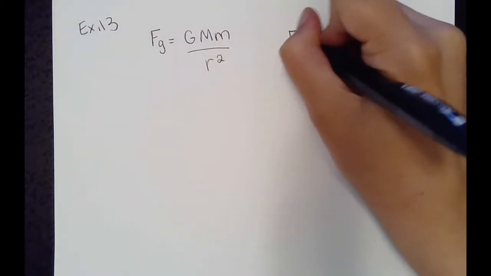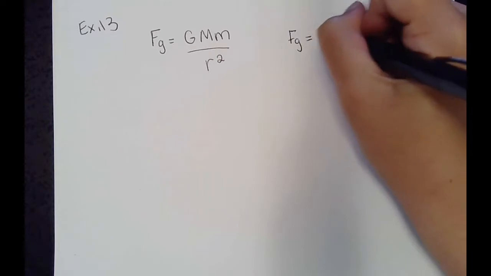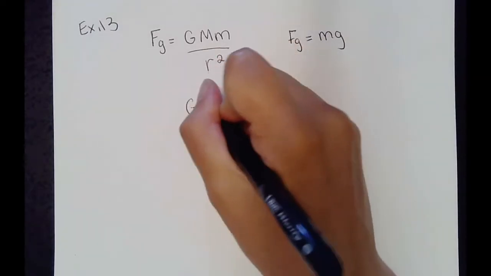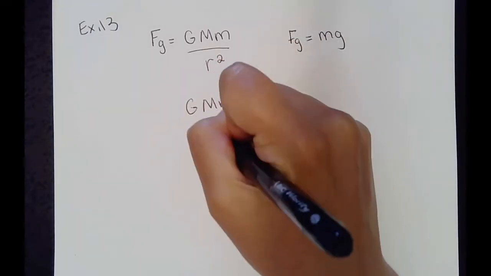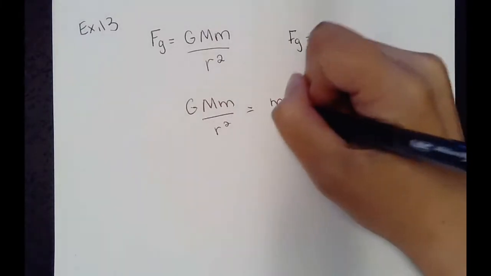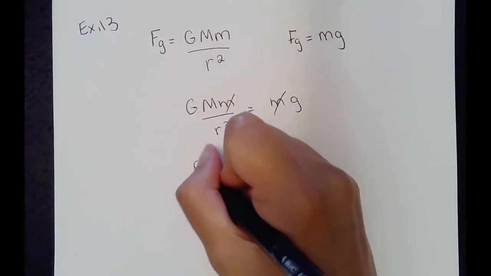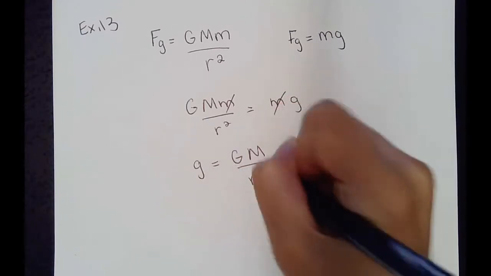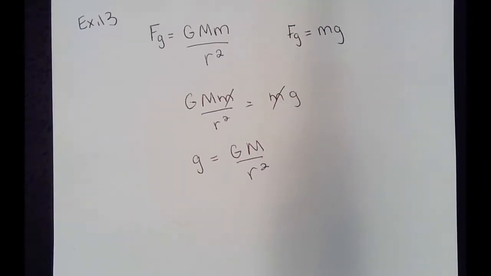Then we've seen before that we use this version, mg, for the force of gravity on objects near the surface of the Earth. So we can equate these two, G M m over r squared equals mg. The object mass will cancel, and we have g equals G M over r squared. So let's check that with the parameters given.